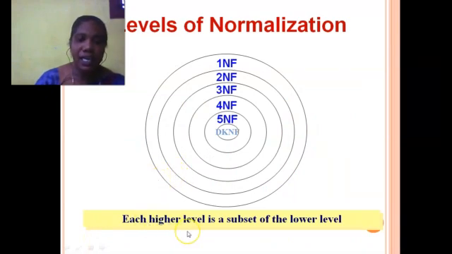Each higher level is a subset of the lower level. That means 1NF, 2NF, 3NF, 4NF, then 5NF. So these are all subsets of the lower levels.